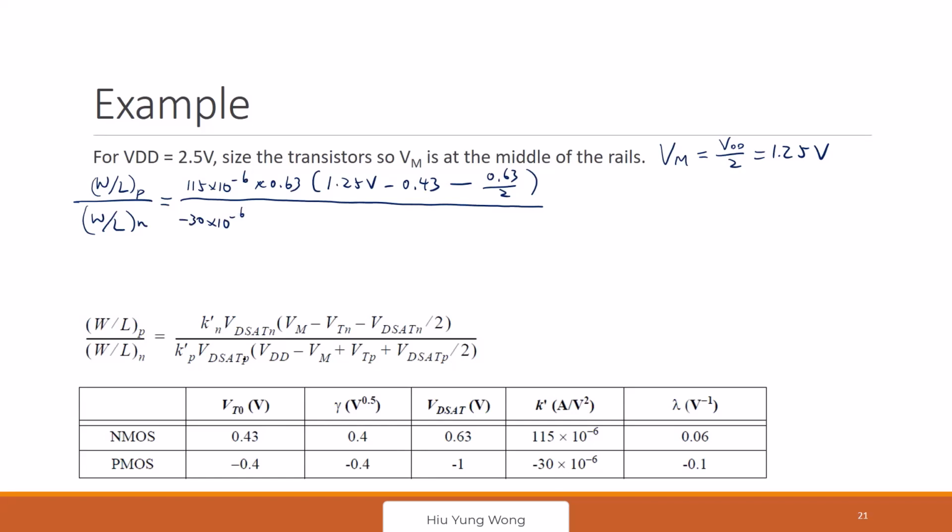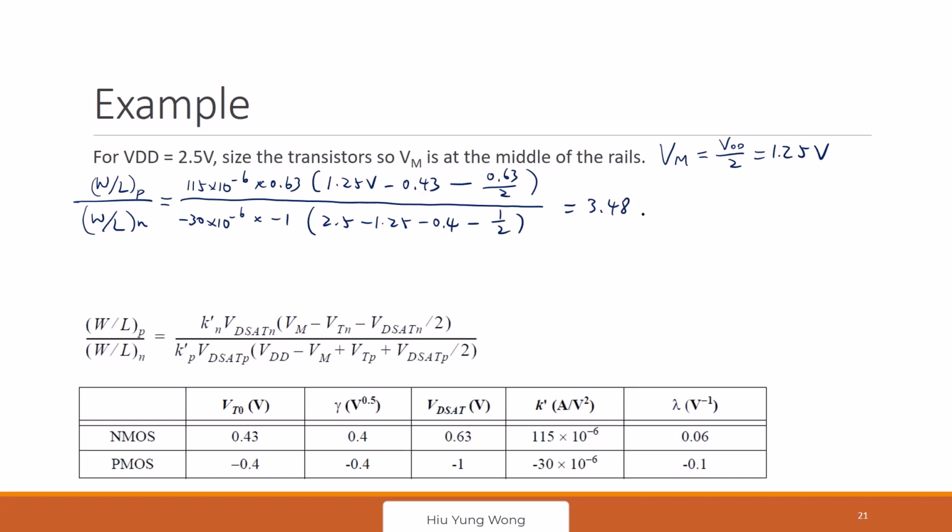Next one, VD set P, which is -1, right? Again, I need VDD 2.5, VM 1.25, VTP -0.4, and then VD set P -1 divided by 2. Okay, and just do some calculation, it is 3.48, right? So you need to size the PMOS pretty large in order to get the middle VM.